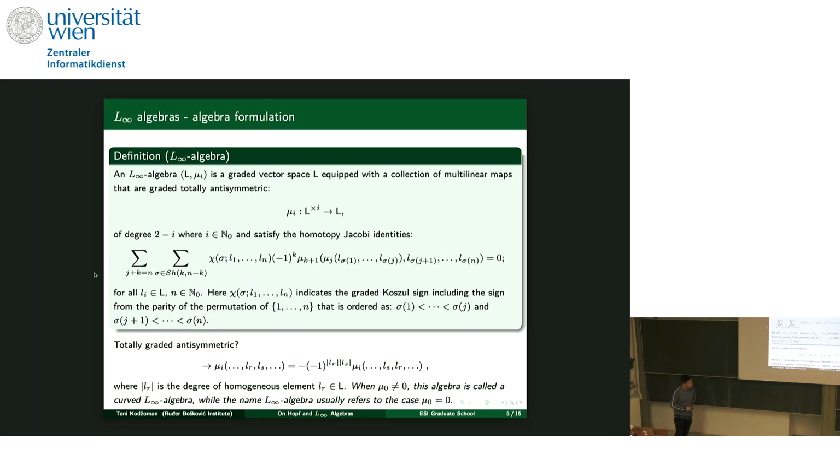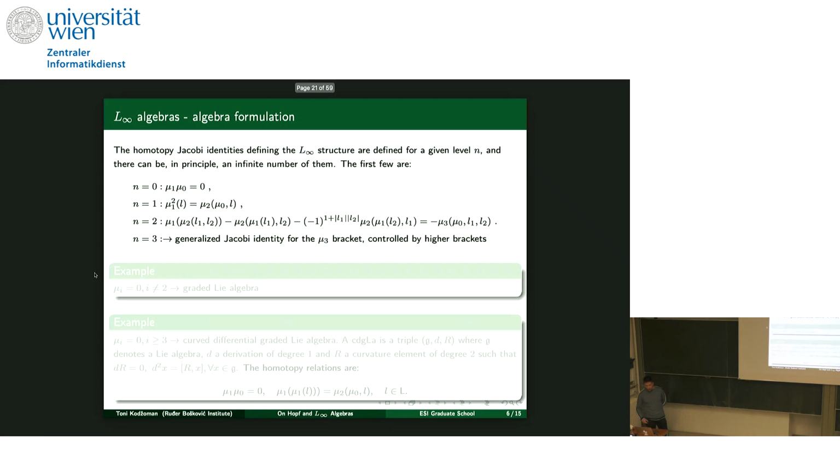If mu_0 is not equal to 0, then this structure is what we call a curved L-infinity algebra. If mu_0 does equal 0, then that is what we typically refer to as just an L-infinity algebra. How many of these homotopy relations are there? Well, infinitely many of them. And here we will showcase just the first few of them.